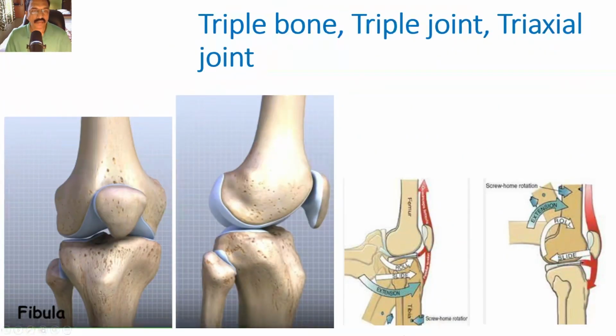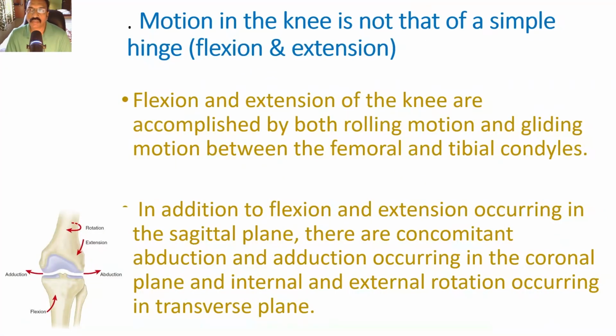As you know, the knee joint is a triple bone joint formed by three bones, the lower end of the femur, the upper end of the tibia, and the patella, and has a triple compartment: patellofemoral, medial tibiofemoral, and lateral tibiofemoral compartments. And also, it is a triaxial joint. The motion in the knee is not that of a simple hinge, flexion and extension. Flexion and extension of the knee are accomplished by both rolling motion and gliding motion between the femoral and tibial condyles. In addition to flexion and extension occurring in the sagittal plane, there are concomitant abduction and adduction occurring in the coronal plane, and internal and external rotation occurring in the transverse plane.